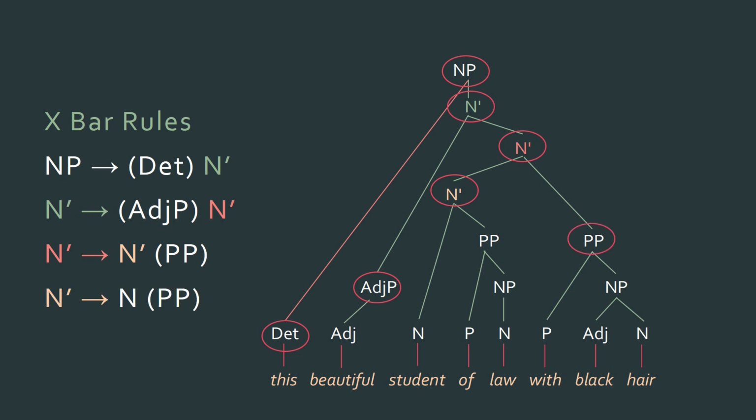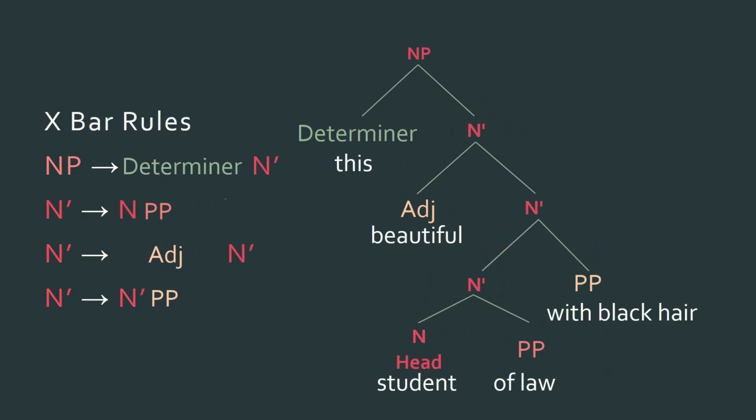The N-bar phrase in yellow consists of a noun, student, which is the head of the noun phrase, and a preposition phrase, of law. A basic structure will allow for more clarity. Let's now replace the syntactic categories by their syntactic functions.